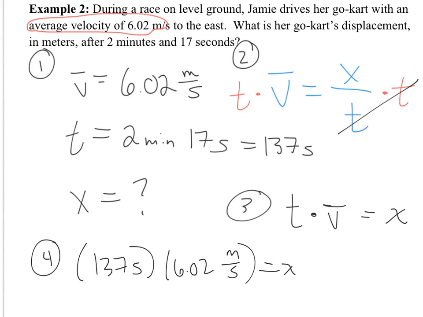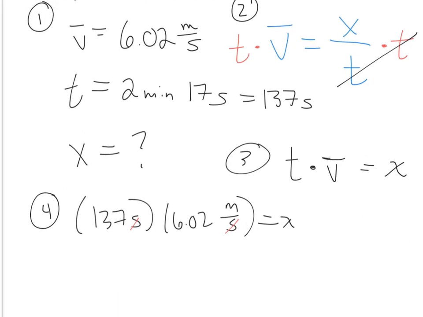Seconds cancel. If you converted 2 minutes, 17 seconds into a decimal, it'd be like 2.3 minutes, because 17 seconds is a little bit under a third of a minute. So this would be units of minutes and this would be units of seconds. You can't cancel minutes with seconds. So as Klaus told us in the beginning, we've got to have the same units. We've got to cancel these seconds here and here. So what's my answer?